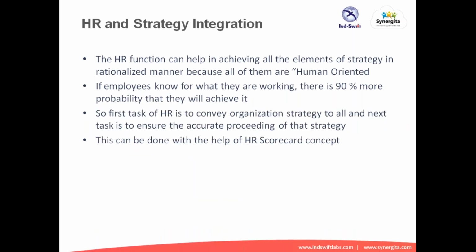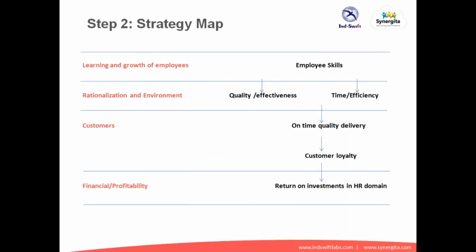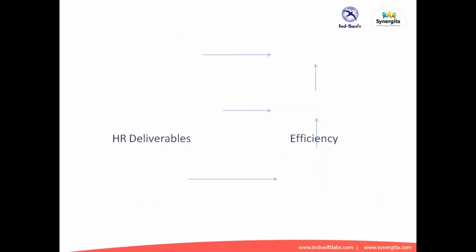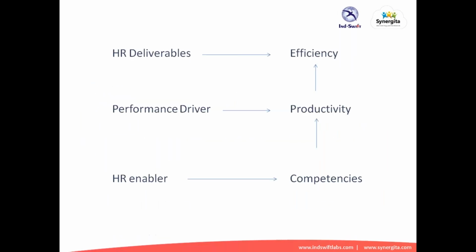By using all these 4 orientations, we developed HR's individual strategy and HR's individual departmental goals. And we tried to link those goals with the individual employees' objectives and craft employees' objectives accordingly. Understand it with this example. There are 3 aspects of an HR balanced scorecard: deliverables, drivers, and enablers, basically.